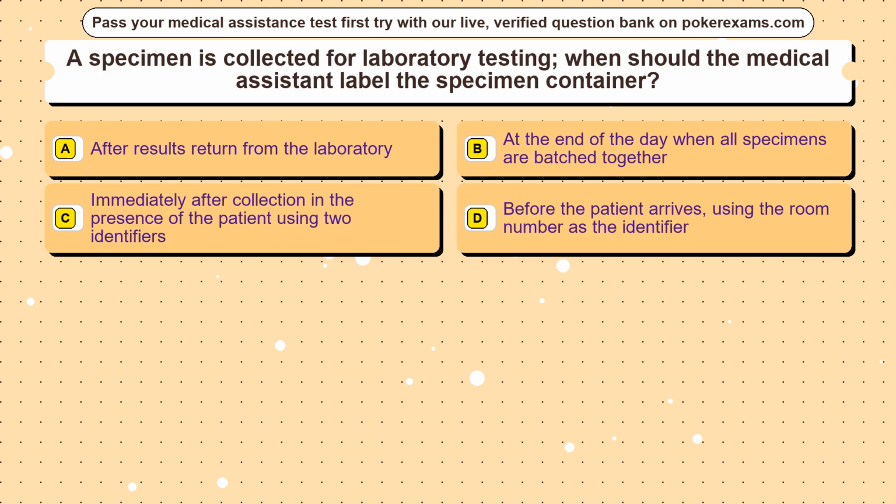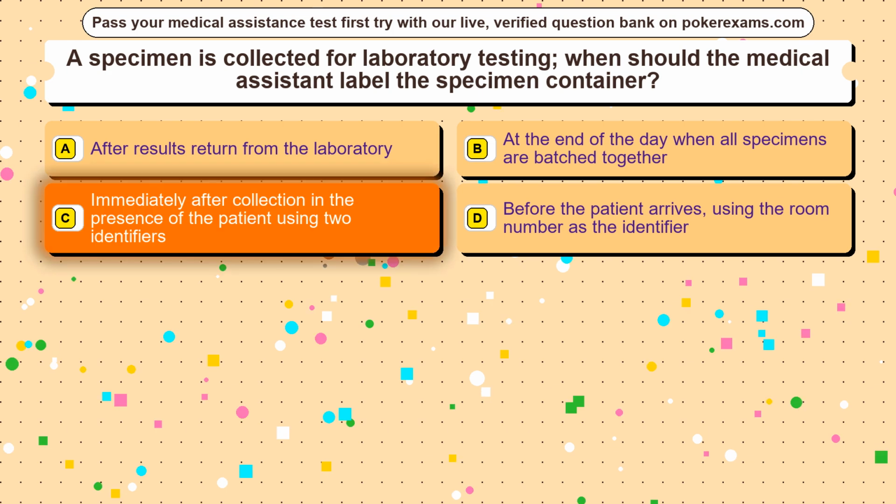Question 56. A specimen is collected for laboratory testing. When should the medical assistant label the specimen container? Option A, after results return from the laboratory. Option B, at the end of the day when all specimens are batched together. Option C, immediately after collection in the presence of the patient using two identifiers. Option D, before the patient arrives, using the room number as the identifier. The correct answer is option C, immediately after collection in the presence of the patient using two identifiers.